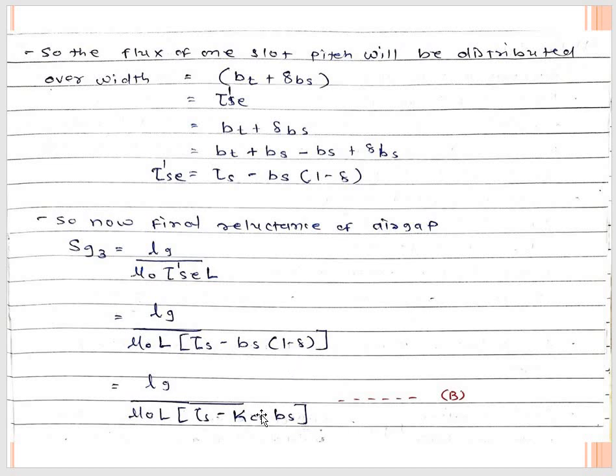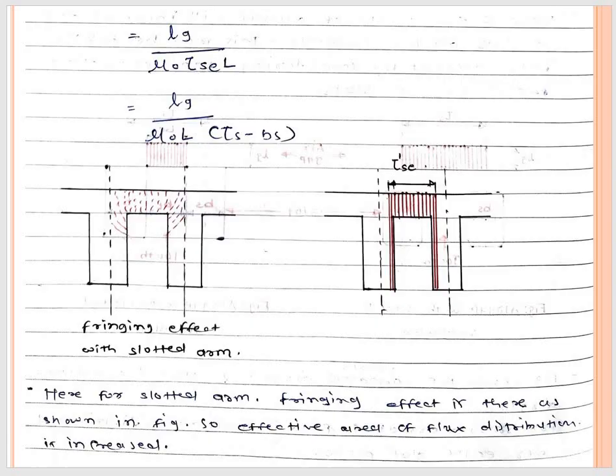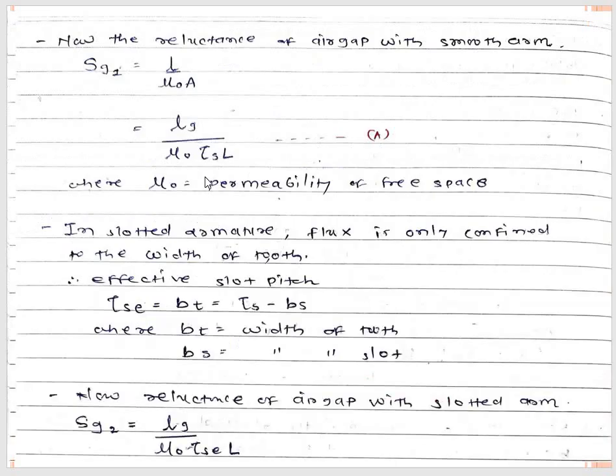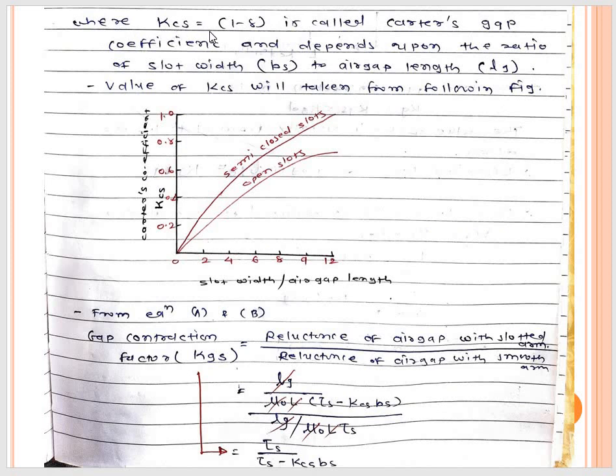Now consider 1 minus delta as KCS, and call this equation B: Lg divided by mu 0 L in bracket tau s minus KCS into bs, equation number B. And our equation number 1 is Sg1, Lg divided by mu 0 tau s into L. Here KCS is equal to 1 minus delta and it is called Carter's gap coefficient, and it depends upon the ratio of slot width bs to the air gap length Lg. The value of KCS will be taken from the following figure.